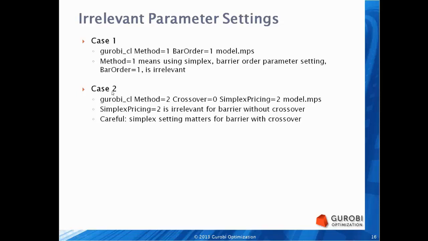The second case, you are using command line, set method 2, crossover to 0, simplex pricing to 2. Method equal to 2 means using barrier, and crossover equal to 0 means no crossover. Barrier without crossover has nothing to do with simplex, so simplex pricing equal to 2 has no impact, so it's irrelevant. But be careful, if you remove crossover equal to 0, then barrier with crossover will use simplex, so simplex setting matters.